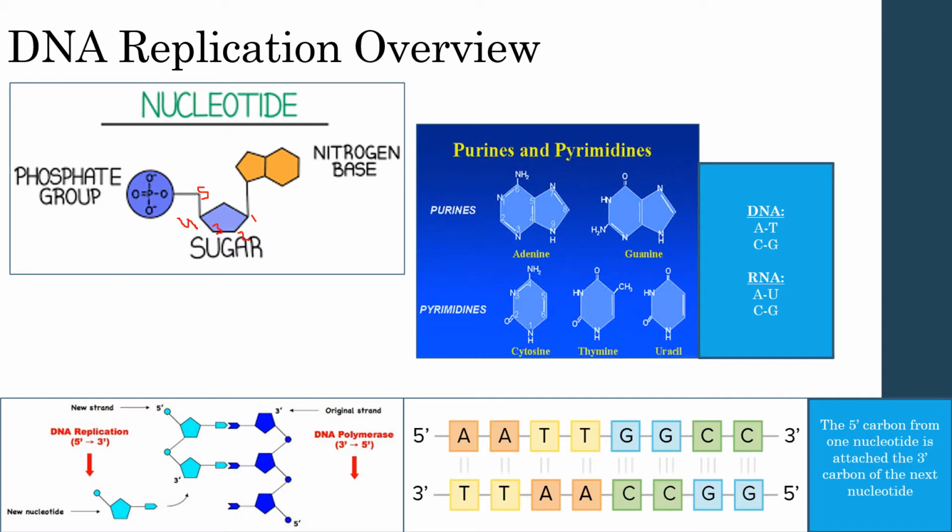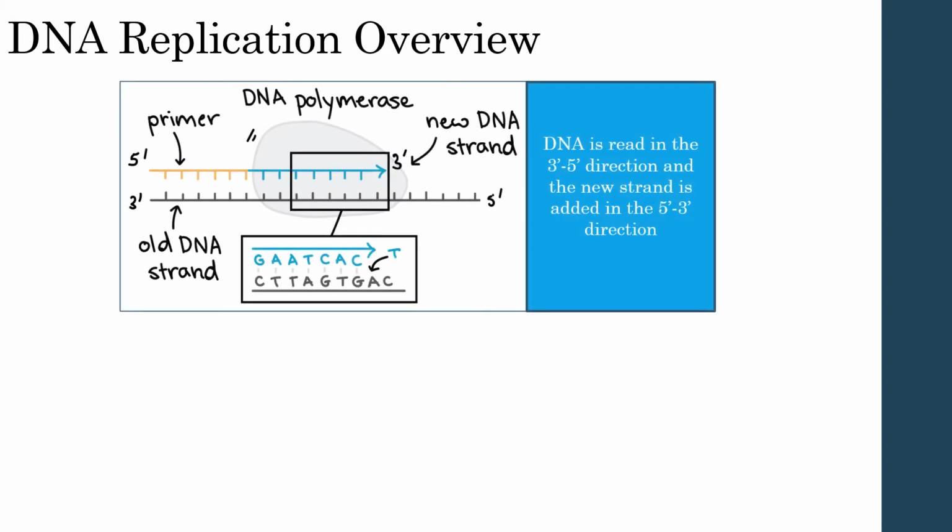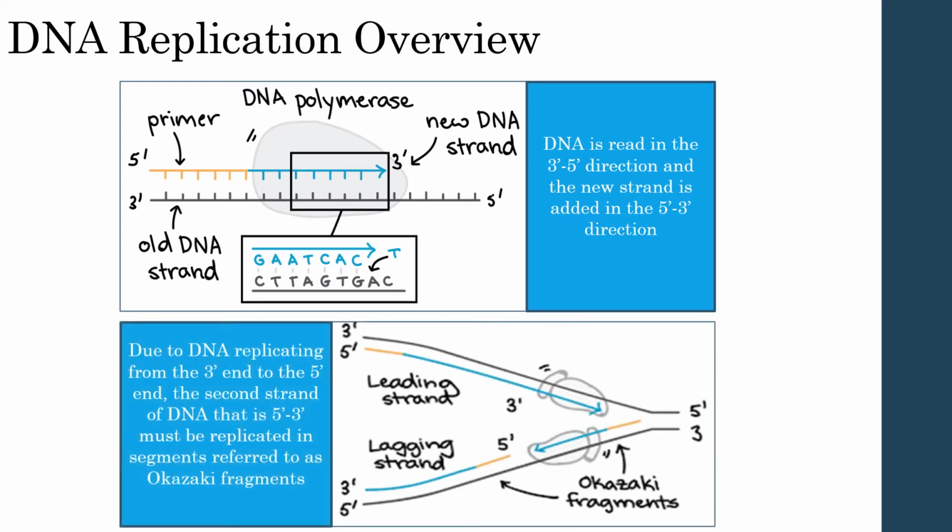That is why the original strand is 3 to 5 prime, and its complementary strand is 5 prime to 3 prime. So this strand is being added in the 5 to 3 prime direction. Over here is a linear diagram going 5 prime to 3 prime as the new strand and the original strand as 3 to 5. Looking at this in another diagram, we see that the old strand is 3 prime to 5 prime and the new strand is being added 5 prime to 3 prime.